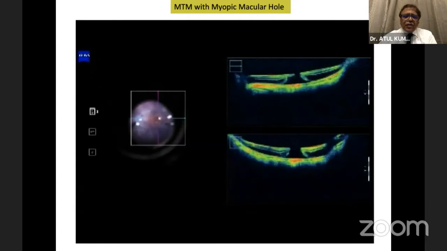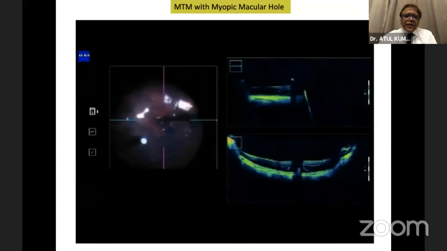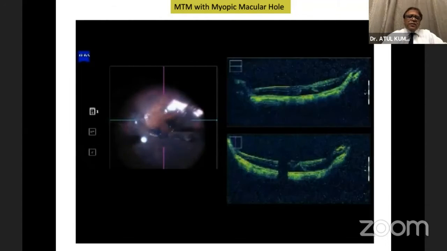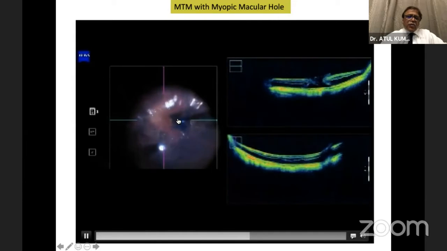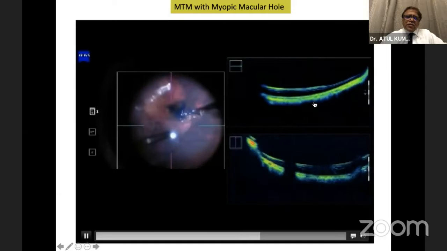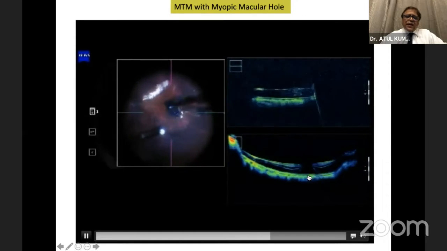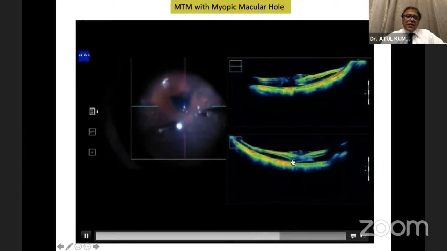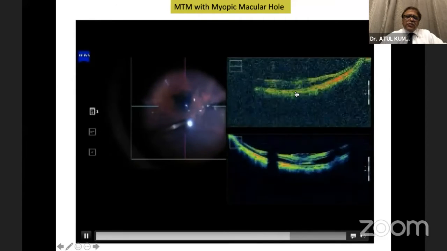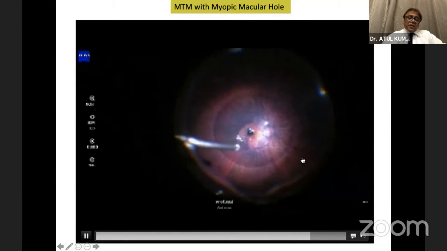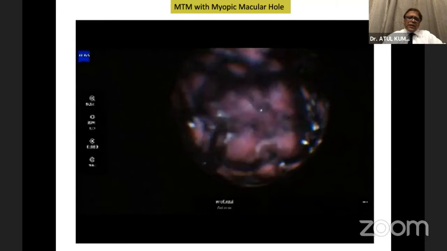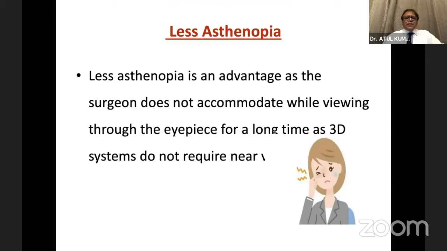So there you can see the hole exactly centered, and you can see through the light reflex, this ILM is peeled with brilliant blue G dye, and once the hole is closed, you are dead sure on the IOCT device which is there. This is integrated IOCT, and it will show you that you have actually closed the hole. You're dead sure on the IOCT, and only then do you put in gas. With the 3D device also, there's less asthenopia because you're looking at a distance, not exactly at the microscope eyepiece.